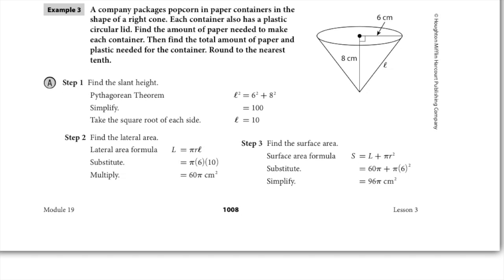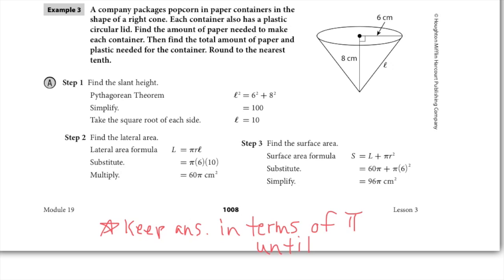And then in step 2, we're going to put together the slant height with the radius and pi. We get 60 pi for the lateral area. And then we're going to find the total surface area by taking that 60 pi and adding in the pi r squared, r being 6. So 36 more pi added to 60 pi is 96 pi centimeters squared.